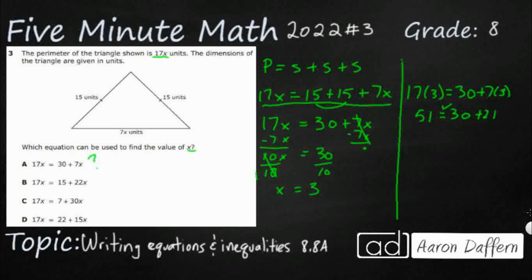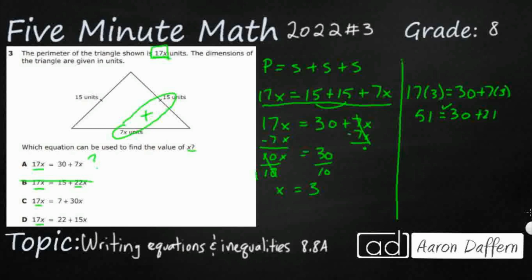Let's see how they got some of these incorrect answers. Obviously we're starting with 17x for all of those, so that's not going to be the issue here. So, oh, I see where they got the 15 plus 22. Look what they did. They took the 15 and they added it to the 7x, and then they left that other 15 alone. Well, obviously you can't add a 15 and a 7x, but that's where that 22 comes from. 15 plus 7 makes 22.